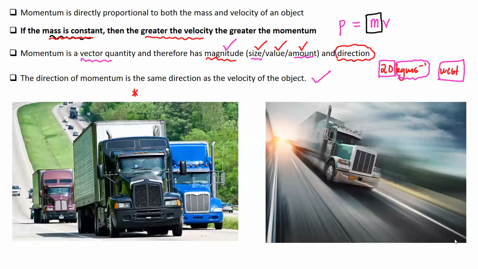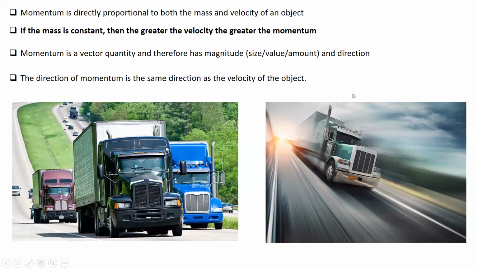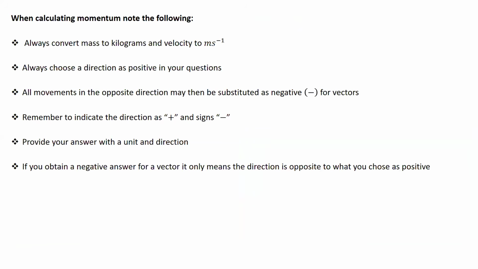Fine. So momentum is a vector, the direction is affected by velocity, especially when the mass is constant, and also P is equal to mv. Just a couple of things to remember when dealing with calculations of momentum. Number one, always convert mass to kilograms. Chuck Norris, listen to me. Again, I say this. Always convert mass to kilograms, velocity to meters per second.